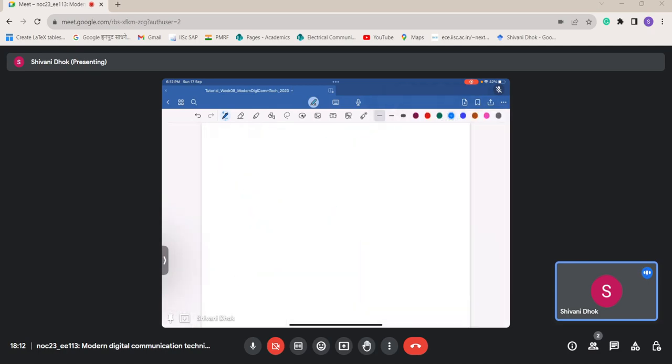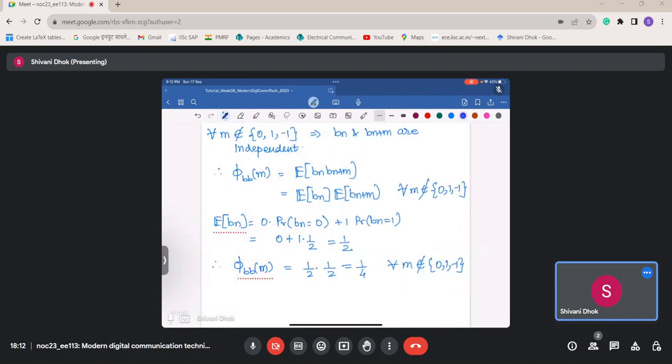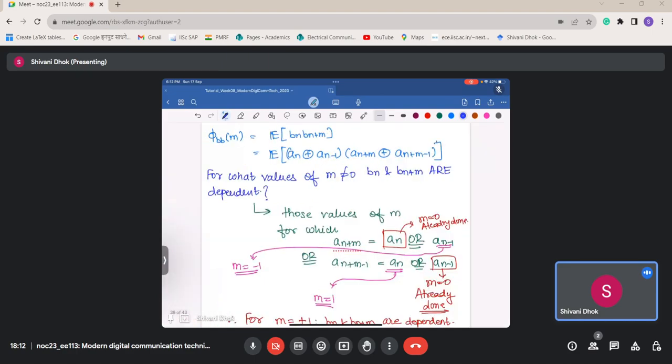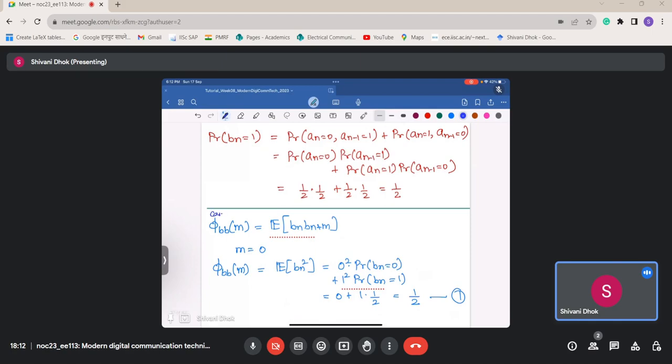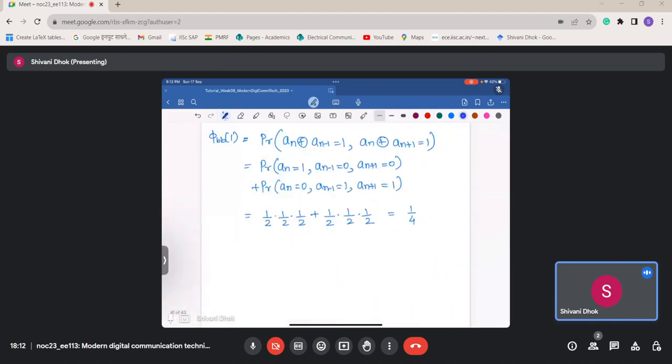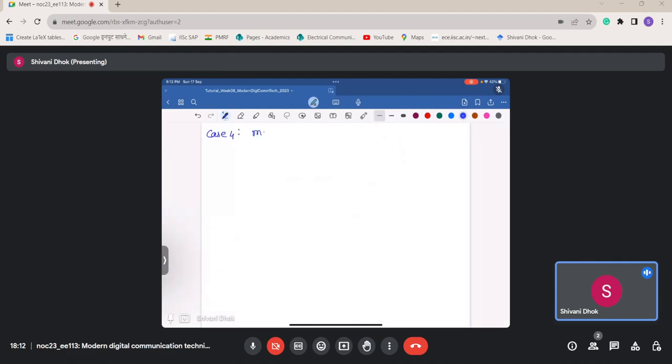Now let us look at the last case, that is case 4. Let me write it properly. This is case 3, this is case 2, and this is case 1. So now case 4, when m is equal to minus 1. For m equal to minus 1, we have phi of minus 1, which comes out to be the expectation of an XORed with an minus 1 multiplied by an minus 1 XORed with an minus 2.